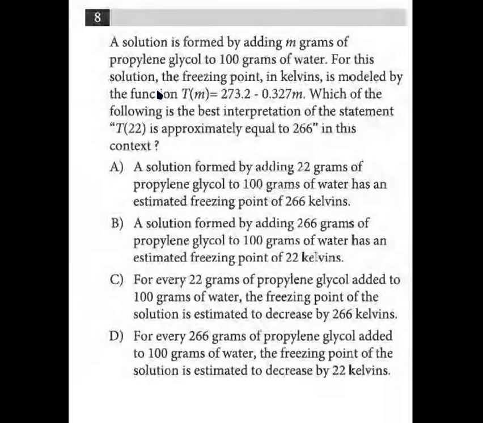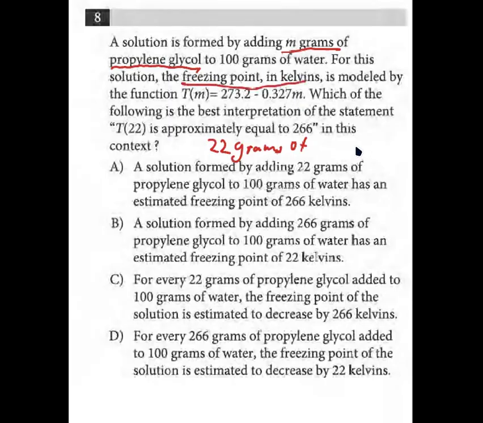Okay, so for question 8, what is the best interpretation of the statement T of 22 is approximately equal to 266? Well, in this case, we're told the solution is formed by adding m grams of propylene glycol. So in that case, T of 22 means 22 grams of said substance, and then is approximately equal to 266. For the solution, the freezing point is modeled by the function.